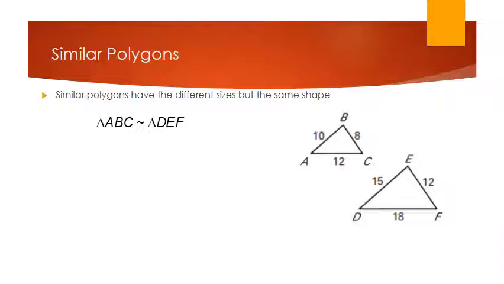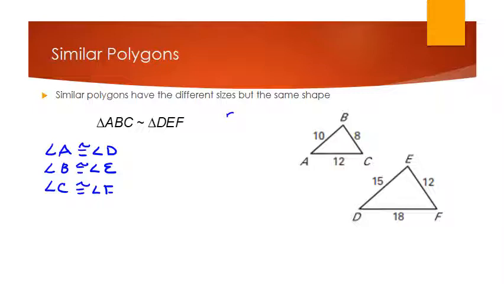If I say that triangle ABC is similar to triangle DEF, it means that all of my angles have the same measure. However, the sides are proportional. So if I look at this triangle, it means that angle A is congruent to angle D. Angle B is congruent to angle E. Angle C is congruent to angle F. Okay, and then it means the sides are proportional.